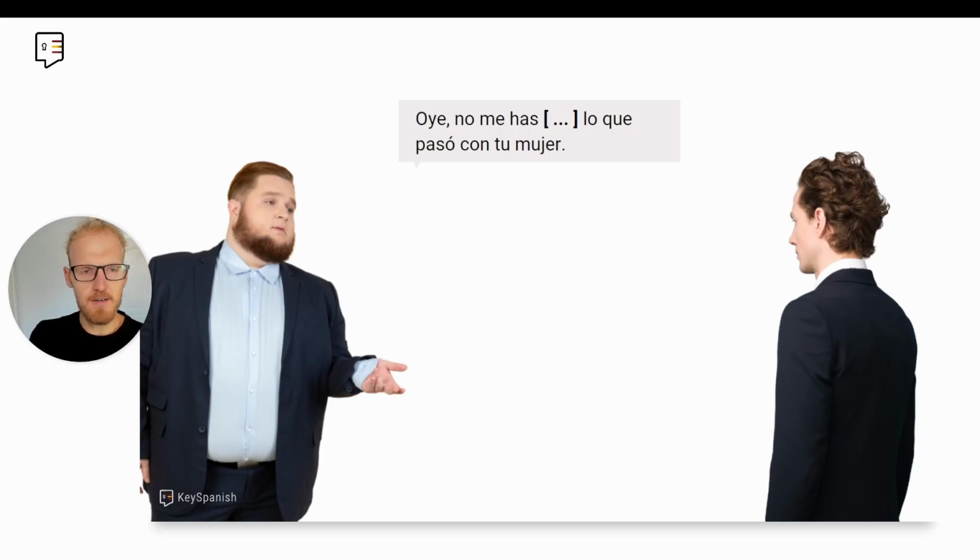Sergio and John are speaking, and Sergio says, oye, no me has lo que pasó con tu mujer. What would be here the right verb? Would be, no me has contado lo que pasó con tu mujer. A quick note that I didn't mention before with hablar: you can also use the structure hablar de algo to talk about something. You can say, no me has hablado de lo que pasó con tu mujer. But for now, let's keep it with contar and decir for to tell.